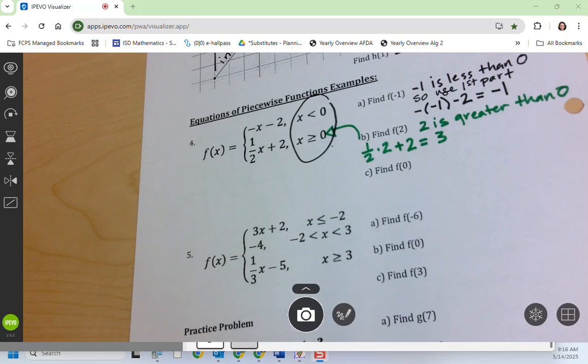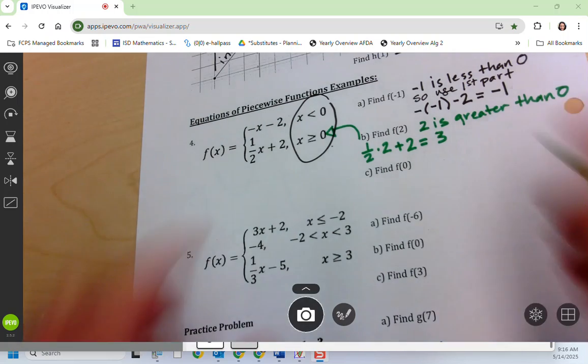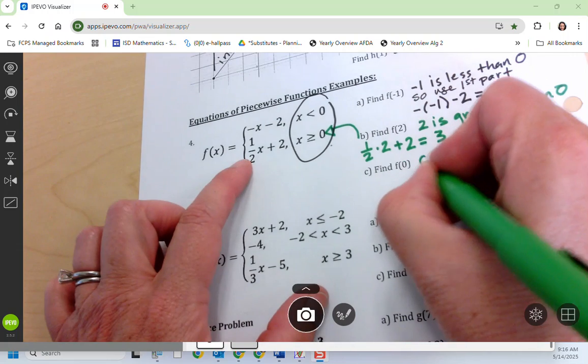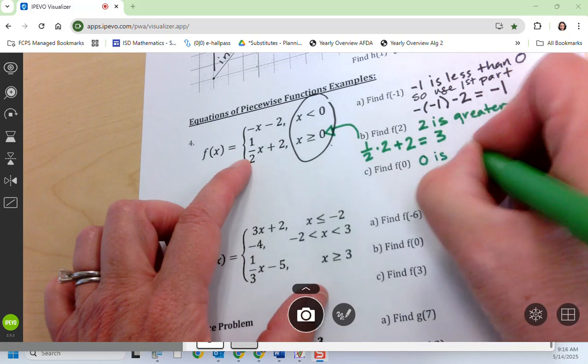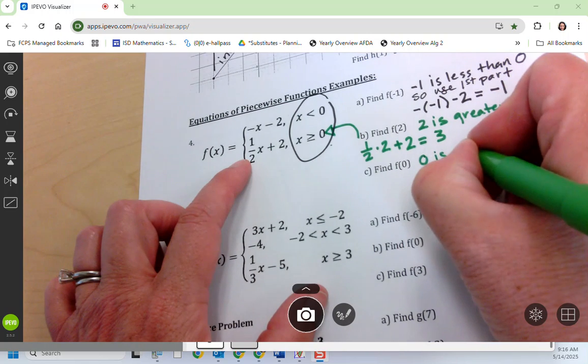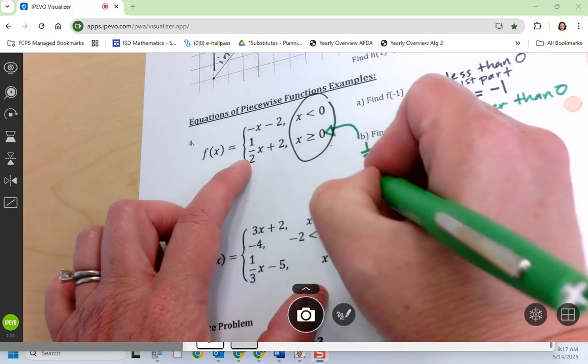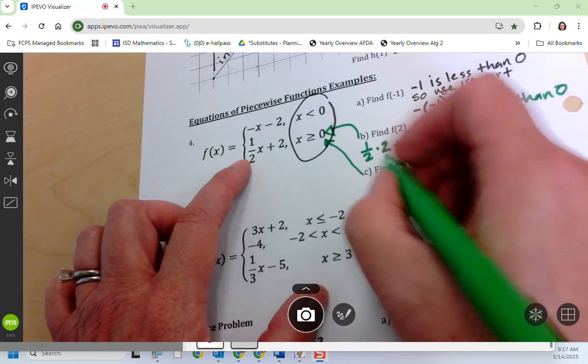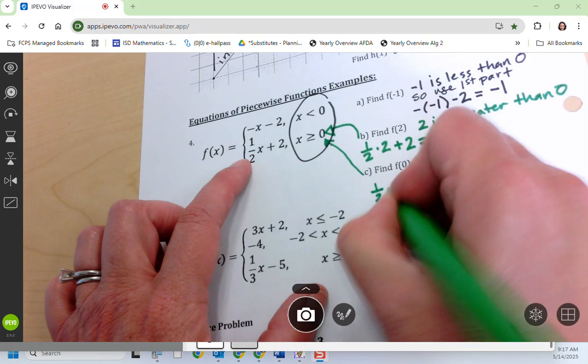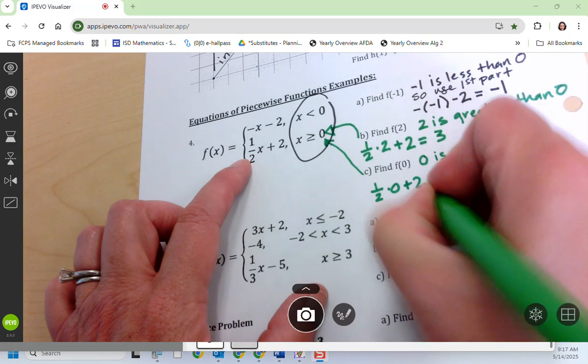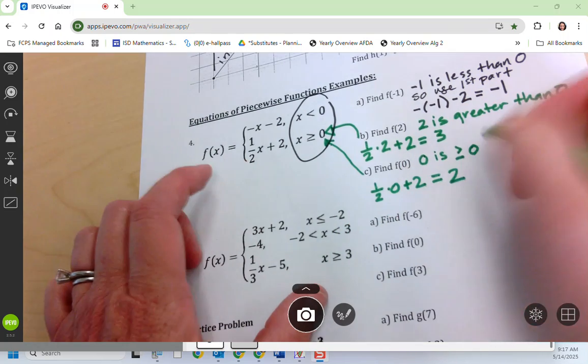Okay, one more. Find f of 0. Is 0 less than 0 or greater than or equal to 0? Greater than or equal to, because it's that equal to part, right? So 0 is greater than or equal to 0. So we're going to use this part again. 1/2 times 0 plus 2 equals 2.